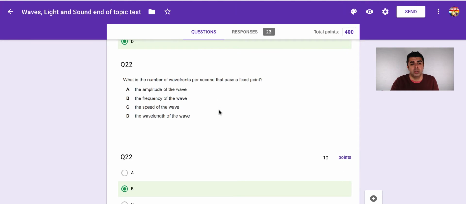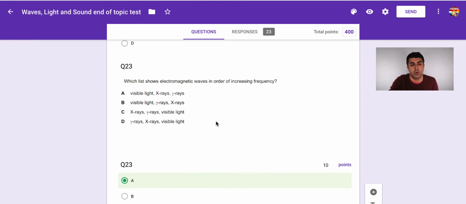Question 22. What is the number of wavefronts per second that pass a fixed point? Well, that's what we call frequency. Frequency is the number of waves per second, or the number of vibrations per second, hence the answer being B.